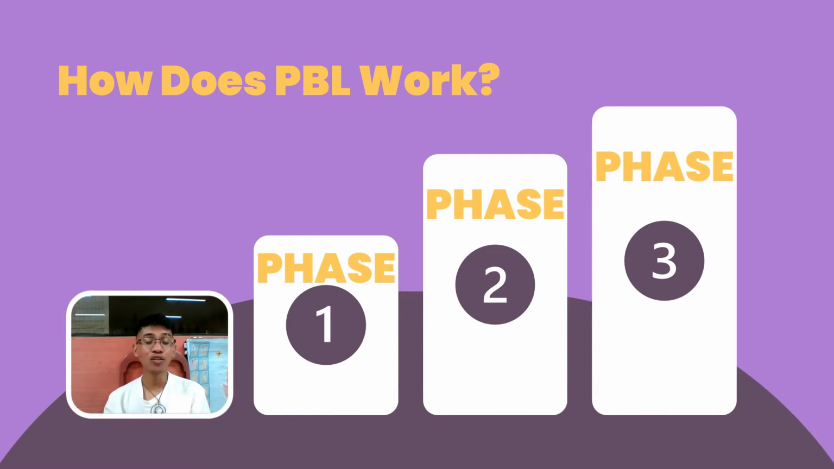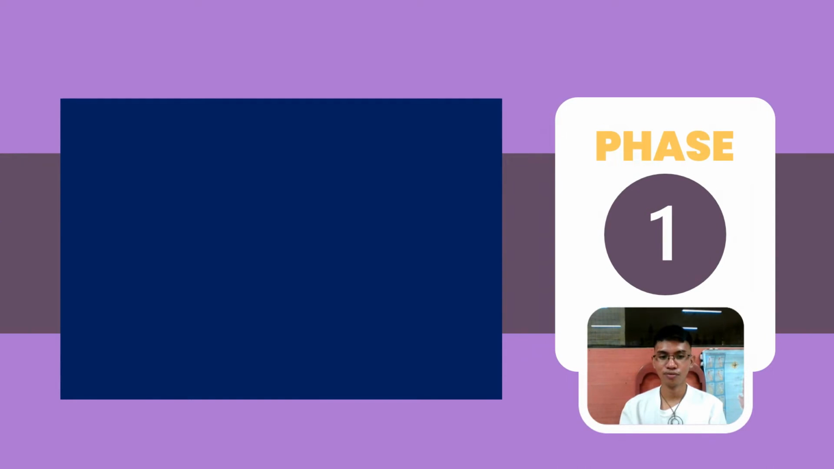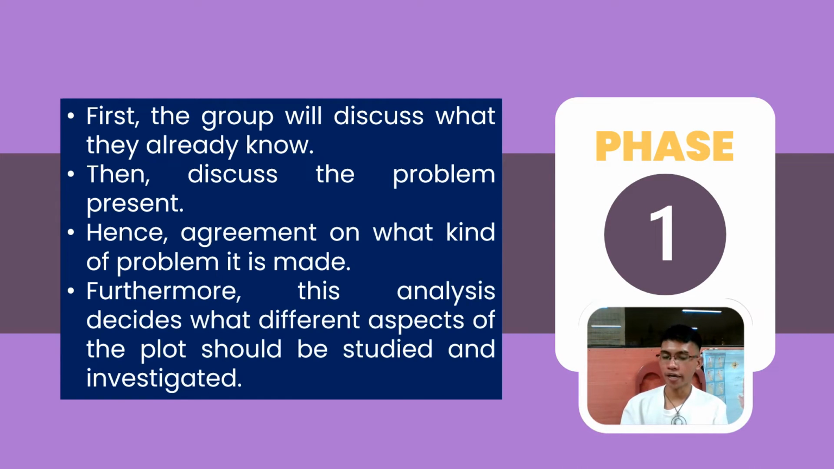Now, let's learn how problem-based learning works. This problem-based learning works in three phases. In phase 1, first, the group will discuss what they already know. Then, discuss the problem present. Hence, agreement on what kind of problem it is is made. Furthermore, this analysis decides what different aspects of the plot should be studied and investigated.